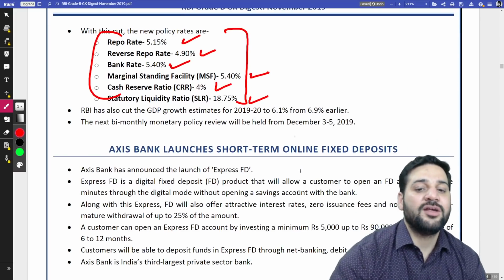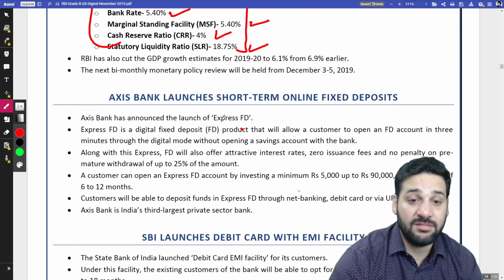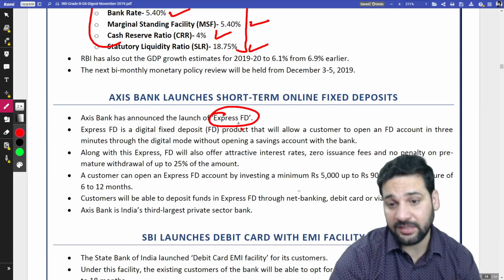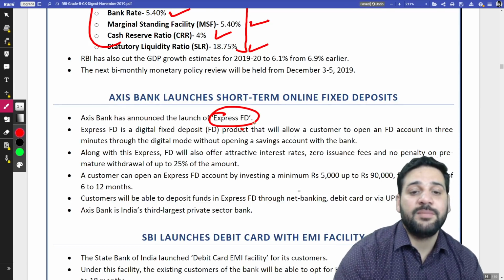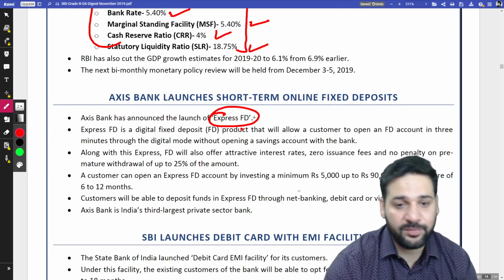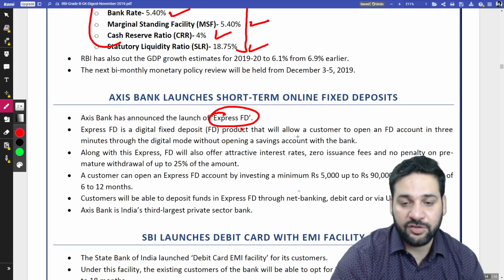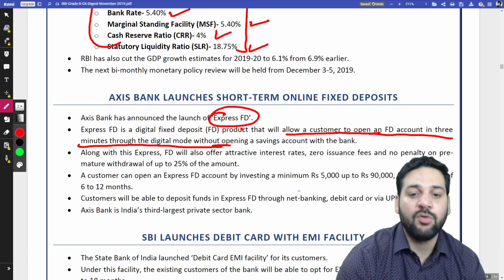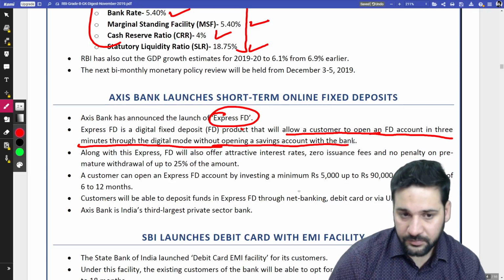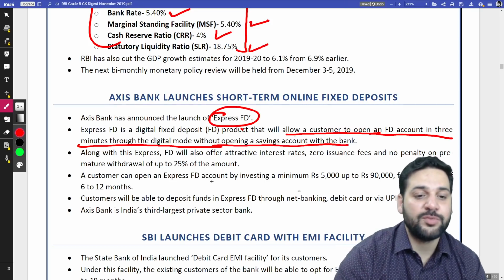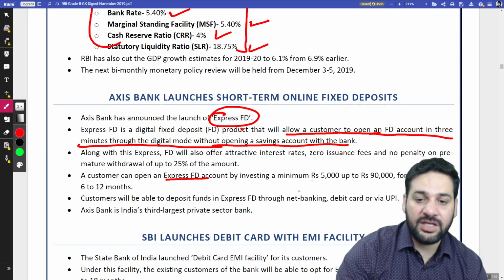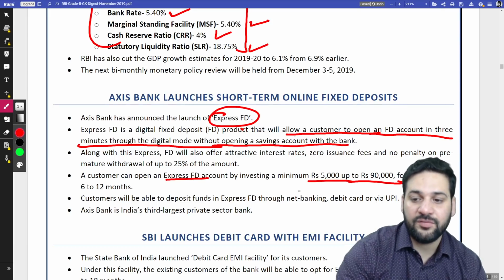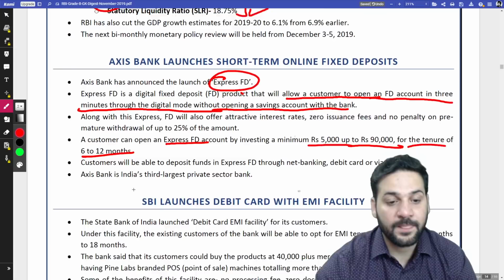Axis Bank launched a short-term online fixed deposit. It is known as the Express FD. It can be there in the exam. Without having a saving bank account, you can have an FD with Axis Bank. Axis Bank would allow a customer to open an FD account in 3 minutes through the digital mode without opening a saving bank account. Really important: a customer can open Express FD by investing a minimum of 5,000 up to 90,000 for a tenure of 6 to 12 months.